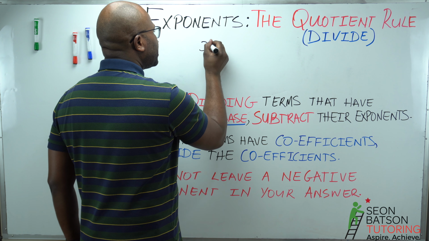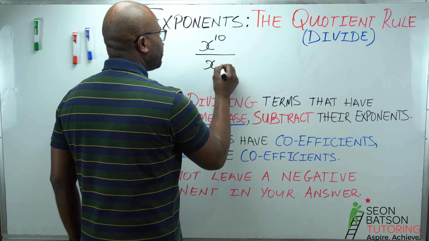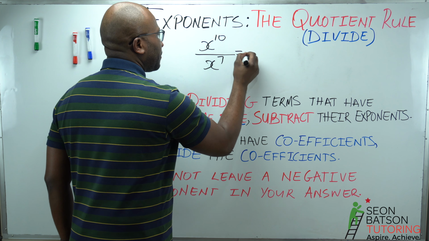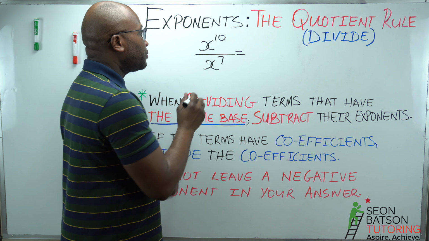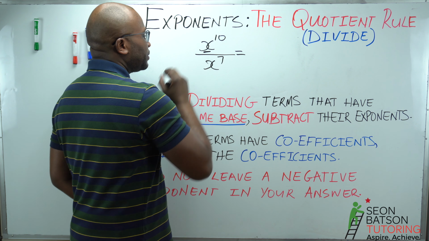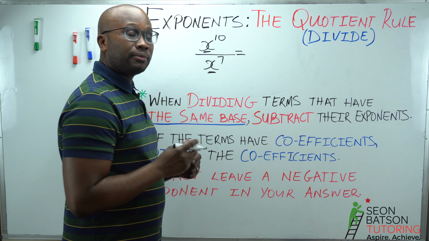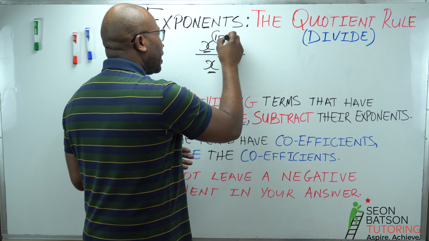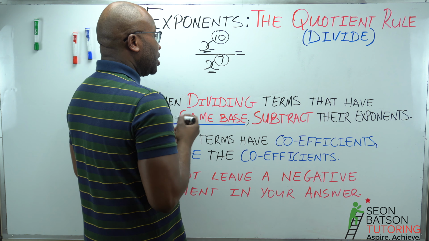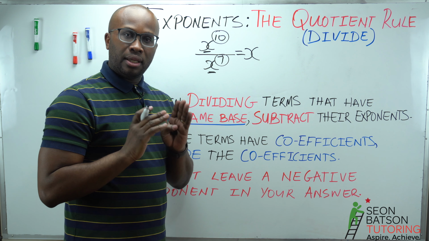Let's try x to the 10th power divided by x to the 7th power. First, we will check our bases. Our base in the first term is x, and our base in the second term is x as well. Since our bases are the same, we can subtract the exponents. So we'll put our base first and then subtract the exponents.